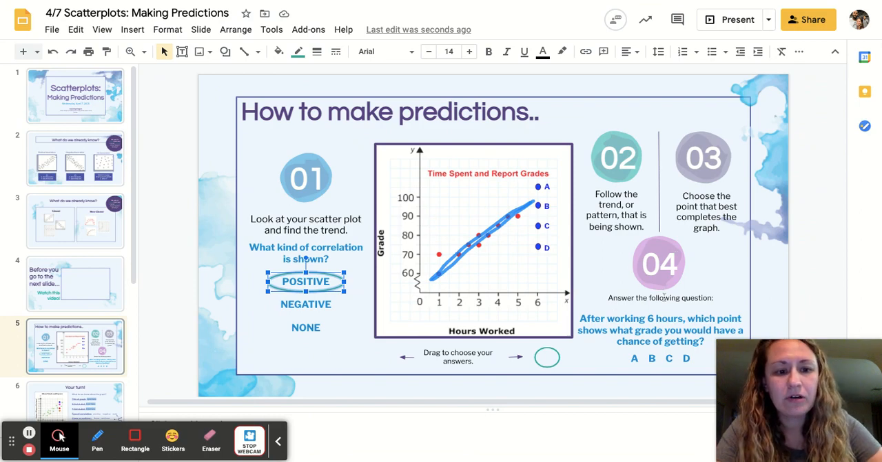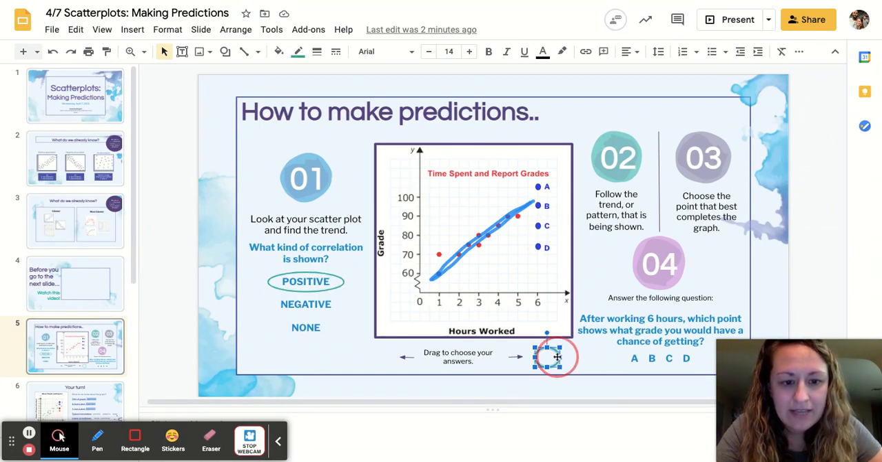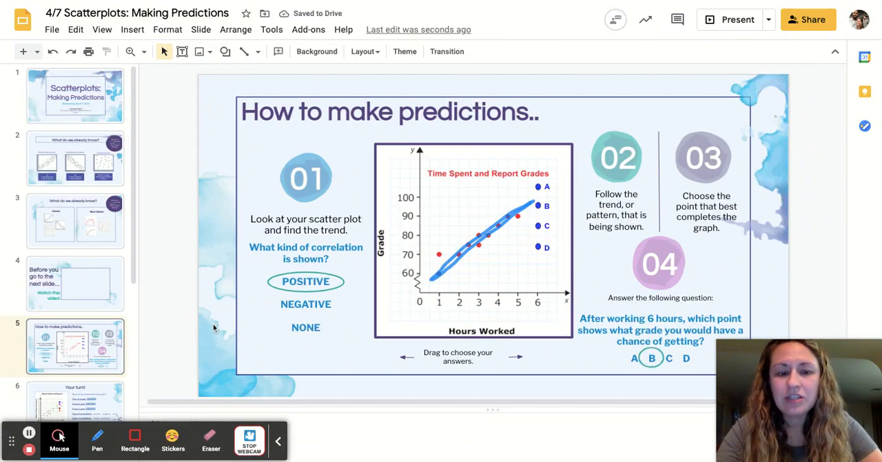So that takes us to step 4. We're gonna go ahead and we're just gonna answer it. So it says after working 6 hours, we can find that on our x-axis. We have our hours worked. So after working 6 hours, follow it up, which point shows what grade you would have a chance of getting. So if you follow it up, that would give us point B. So go ahead, take your circle, drag it around point B. And that's really all that we're gonna be doing today.